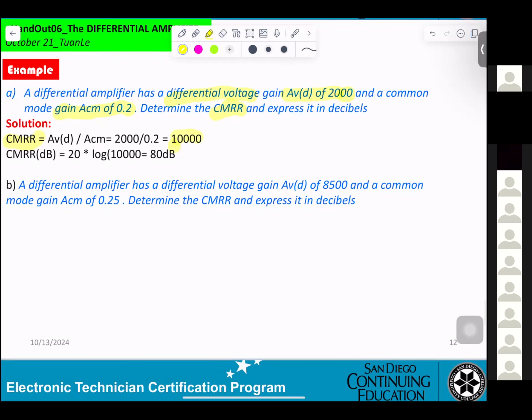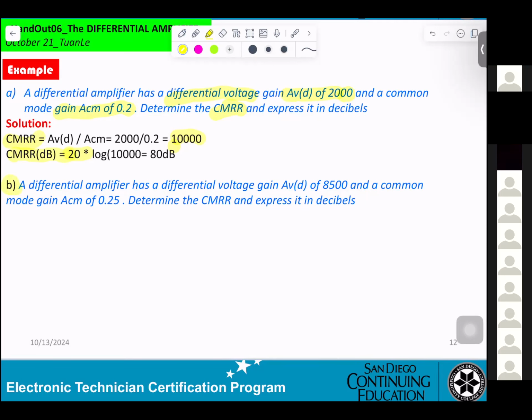Now, if you want it in dB, you have to use this formula: 20 times log of 1000. That gives you 80 dB. Any question for that example? If not, can you do example number B for me?